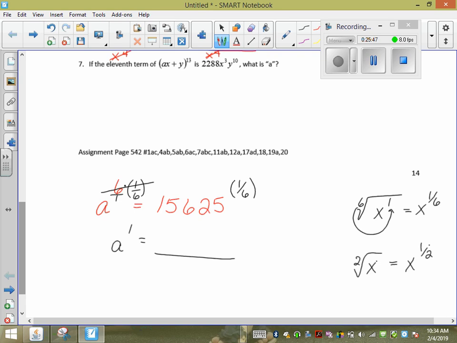So what do you get? What's 15,625 to 1/6? 5? Wow, 5 has been the answer of the day. A equals 5. K values for 5.